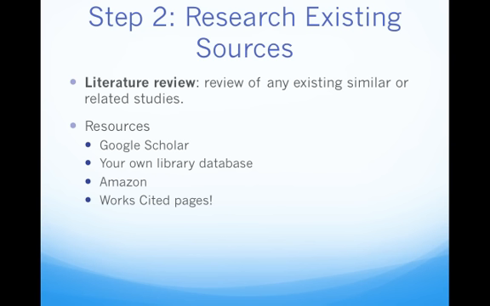So where can you go to find these existing sources? Google Scholar is a great resource. Your own library database at your own school would probably have a really good mix of journal articles that you might be able to check out. Even things like Amazon.com, where you try to do a search for popular works on whatever topic it is that you're going to investigate. And the works cited page of any journal article that you might find.